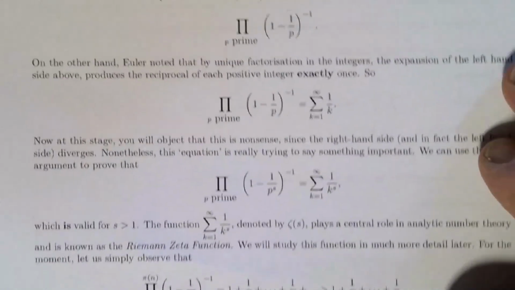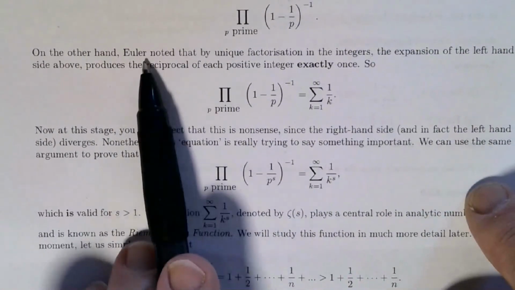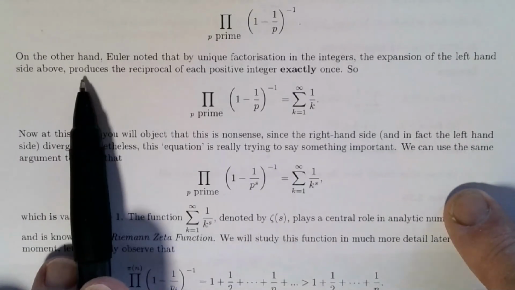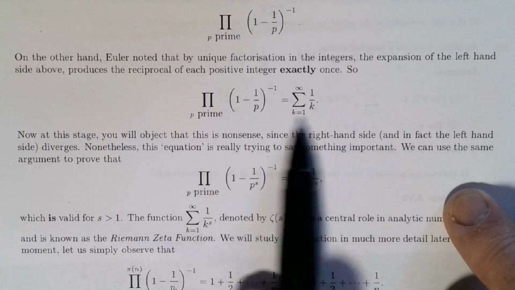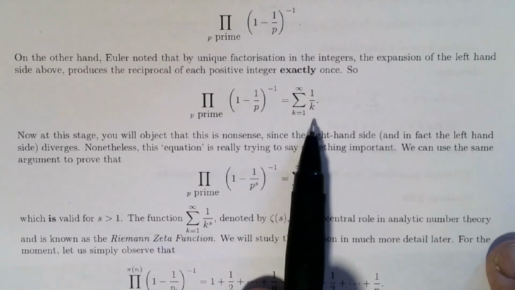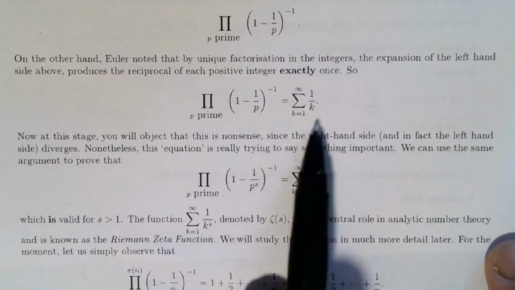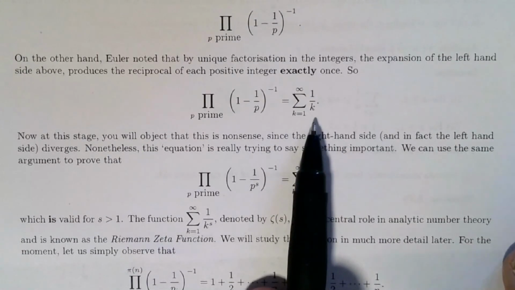So, on the one hand, we've seen that the product can be written like this. On the other hand, because Euler noted, because of unique factorisation, the expansion on the left-hand side produces the reciprocal of every positive integer exactly once. In other words, we can write this down. And well, now you can start to scream, because you will say, but hang on, this is all nonsense, because this infinite series here diverges, and so you've written down infinity equals infinity. This is not good mathematics, and I quite agree, but purely symbolically, that's what's happening.